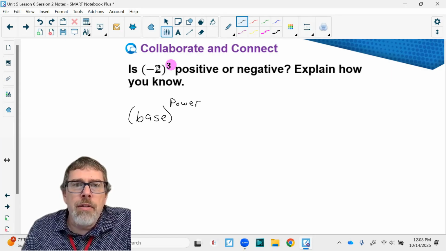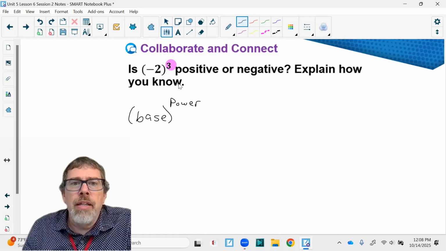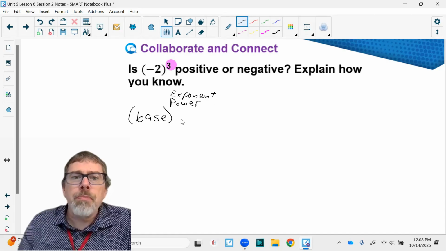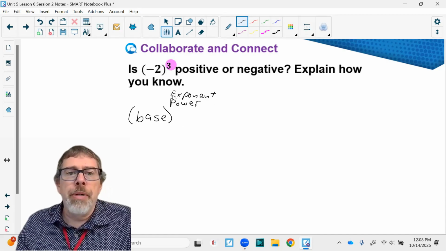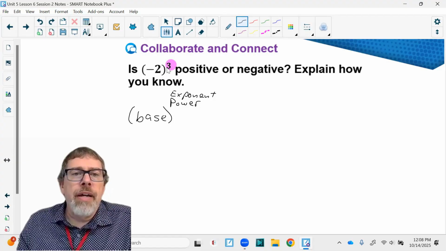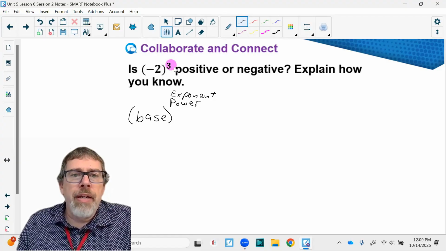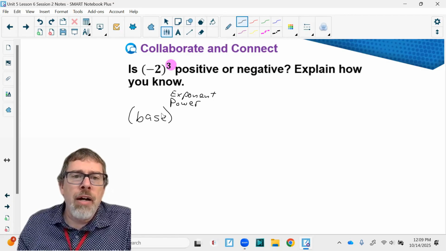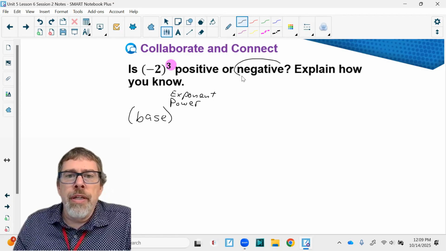Any number that we take to a power is called a base. So the base here is -2, and the exponent, or power, is the number up here. Anytime you have a negative base, the answer could either be positive or negative depending on your exponent. This exponent's odd, therefore the answer is negative, and I explained that on the last slide.